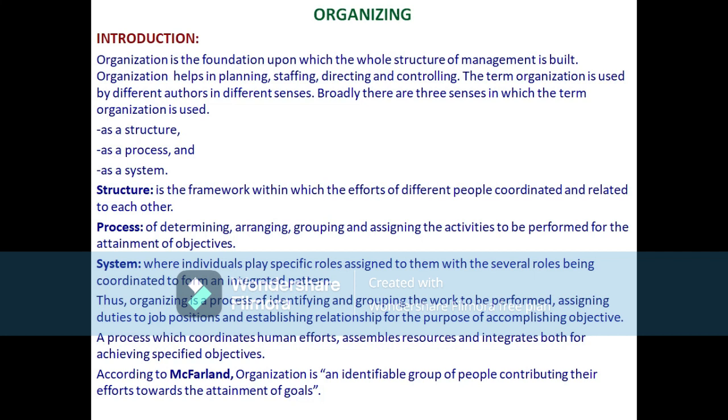The concept is that organizing means structure, process, system, which deals with the people, the individuals in the organization, and the work that should be performed by them, assigning the activities to them. Why? Because in order to achieve the organizational goals, right?